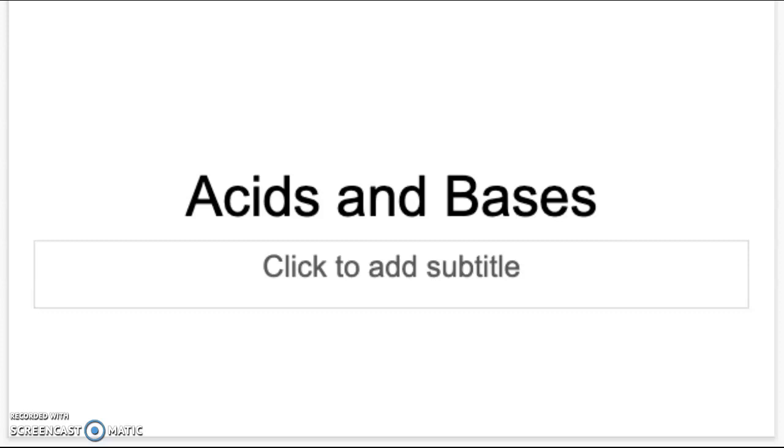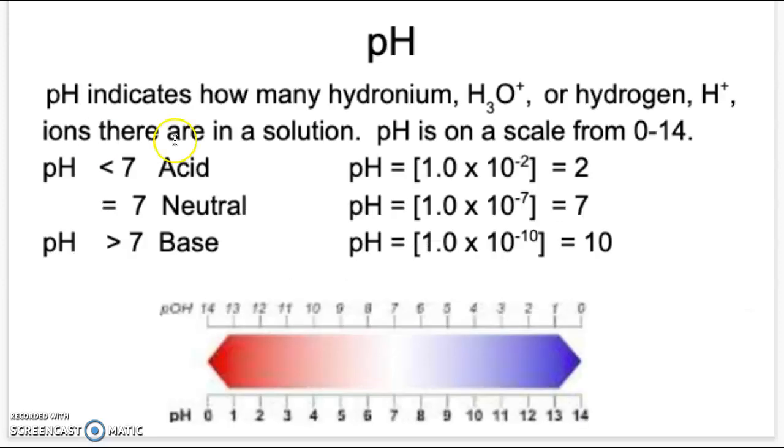For this question, we're going to be looking at acids and bases. First thing is pH. pH indicates how many hydronium ions, or hydrogen, which is our H plus ions, there are in a solution. The pH is a scale from 0 to 14. If it's less than 7, it's going to be an acid. If it's exactly 7, it will be neutral. And if it's greater than 7, it will be a base.